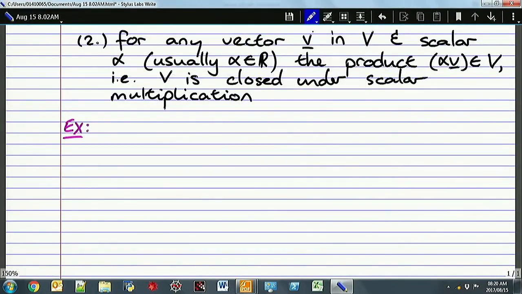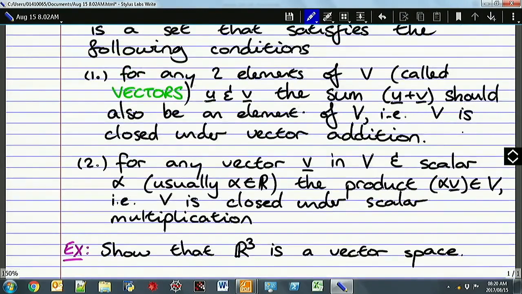So what we're going to do is show that R3 is a vector space. If we want to show that something is a vector space, we have to show that it satisfies these two conditions. We've got to show that it is closed under vector addition, and that it is closed under scalar multiplication.